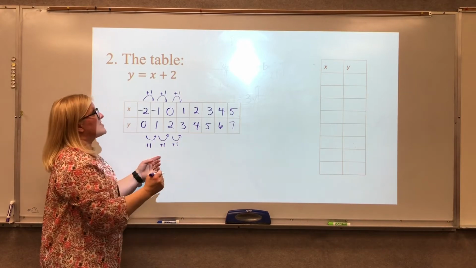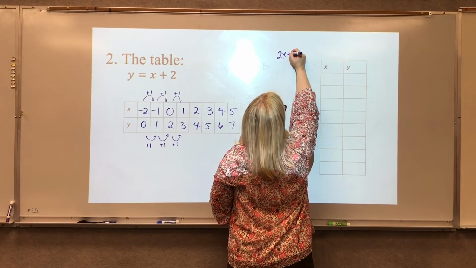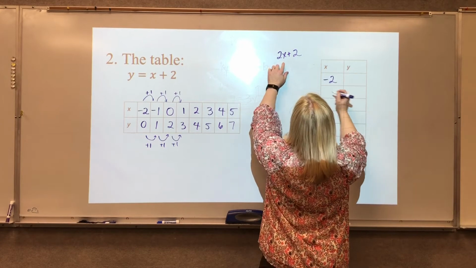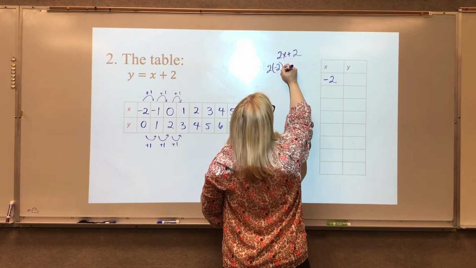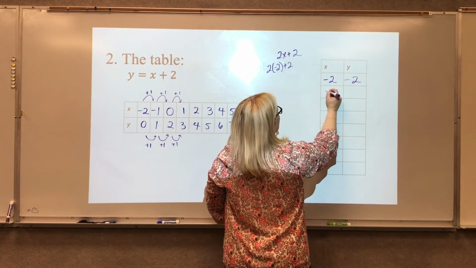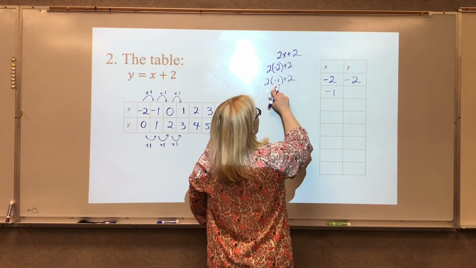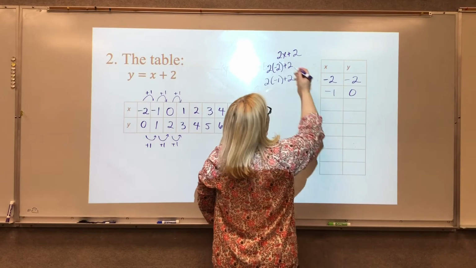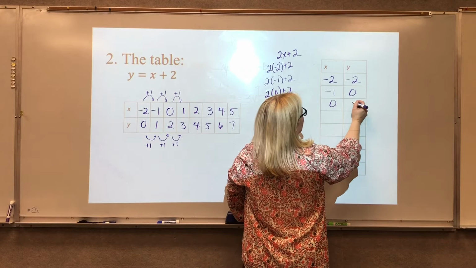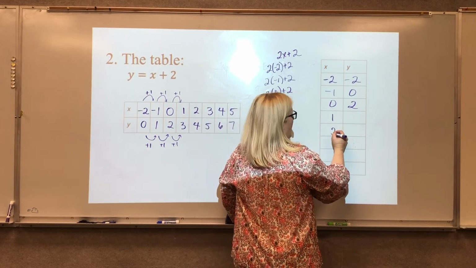Now they don't have to be the same. If I had 2x plus 2 and I put in a -2, then that would be 2 times -2 plus 2. This is -4 plus 2. This is a -2. If I put in a -1, okay, I would have -2 plus 2 is a 0. If I put in 0, then I would have 2. Okay, so these are going up by 1.